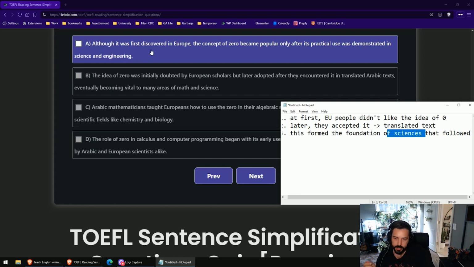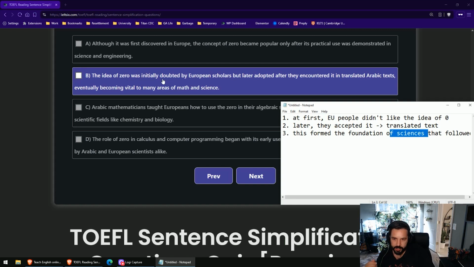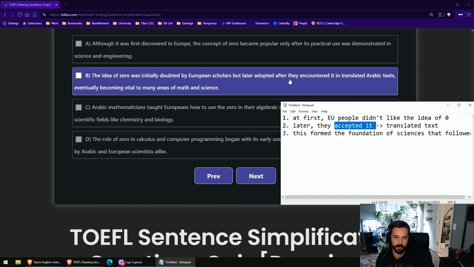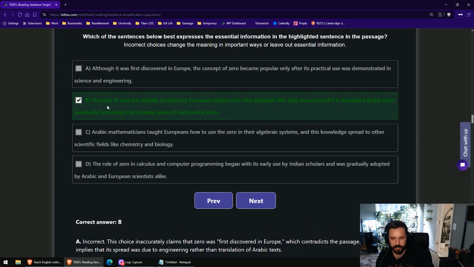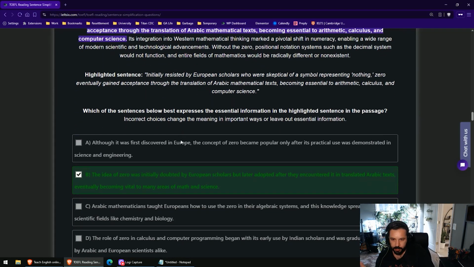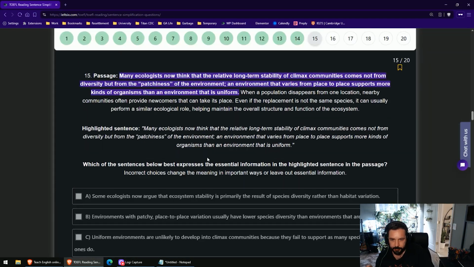And although it was first discovered in Europe, no, it wasn't discovered in Europe. So the idea of zero was initially, at first, doubted by European scholars, correct, but later it was adopted by them, that is also correct, after they encountered it in translated Arabic text, correct, eventually becoming vital to many areas of math and science. When you have an option that is this correct, 100%, it includes every piece of information that we needed, and it says it correctly. Almost verbatim is the same thing. You can choose it without paying too much attention to the other ones. I'm going to press next because I have a class coming up soon.